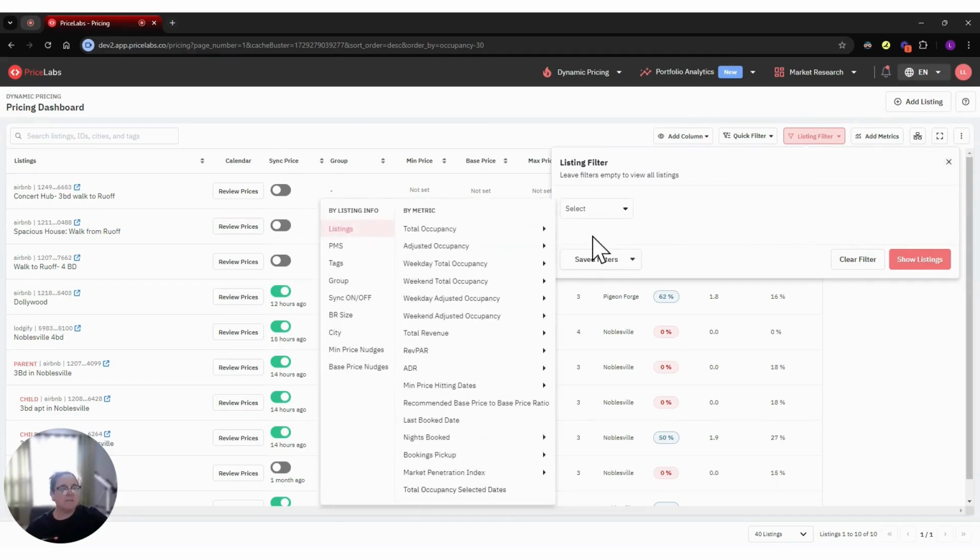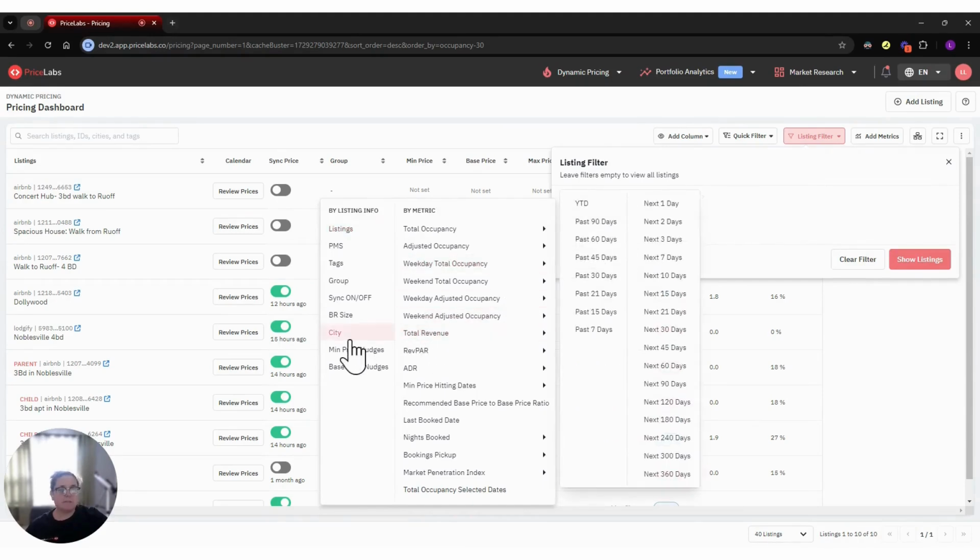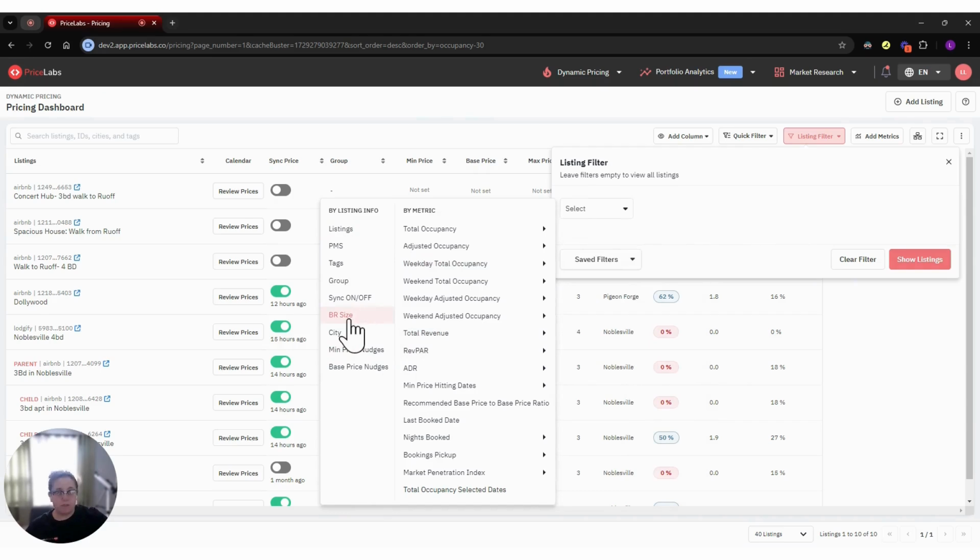So if you have a certain revenue that you're expected to meet in a certain city, or a certain revenue you're expecting out of your one bedrooms, you can go ahead and combine those here and get a really good idea of where you stand.